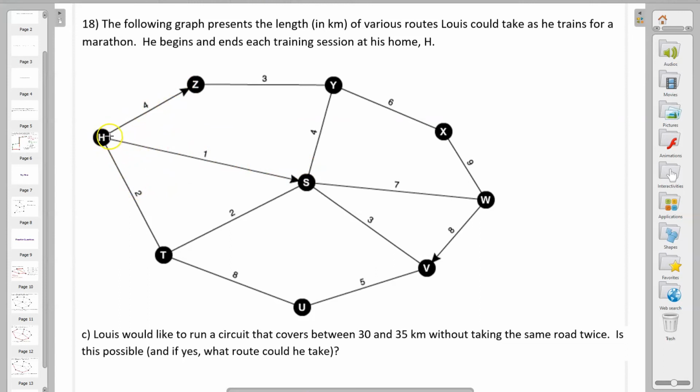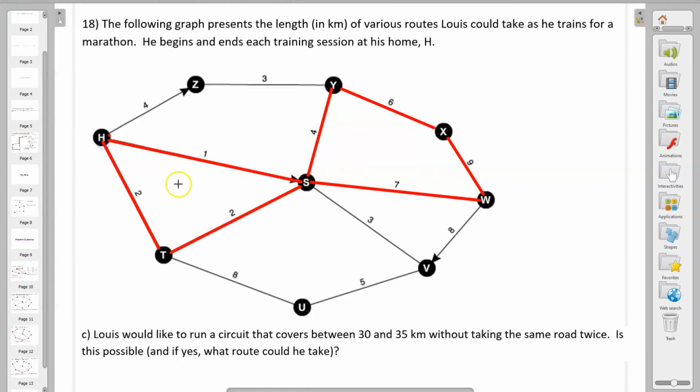So let's see what happens if we head from H to S first of all, S to Y, Y to X, X to W, W back to S. So we can hit the same vertex, but we're not going to repeat the same edge. Then over to T and back to H.